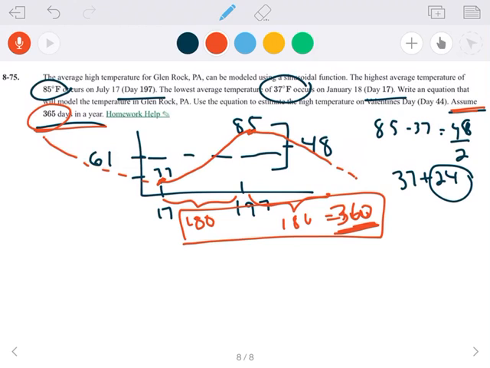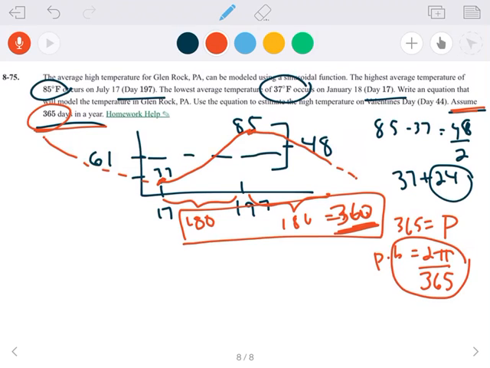If we do that, we know 365 is equal to the period of the cycle, and P times B equals 2 pi. So if we take 2 pi and divide it by the period, this is going to be our B value, 2 pi over 365.